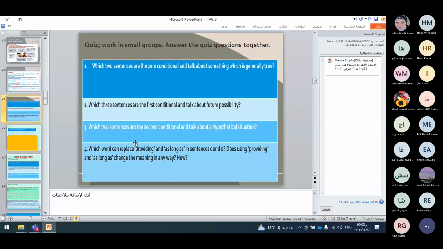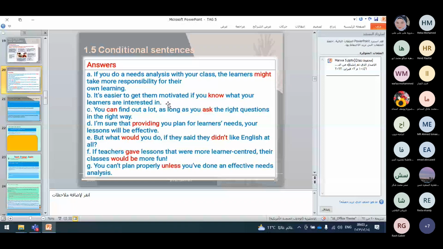Go ahead. How many sentences do we need? Which two sentences are second conditional? So we have two conditionals, which refer to the second conditional. What are these sentences? E and F. E and F. Let me check. Very good.